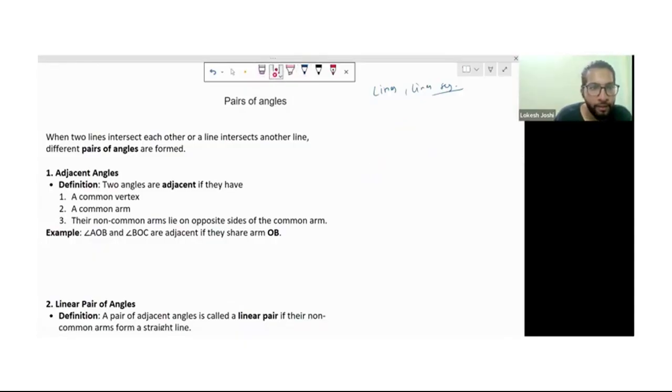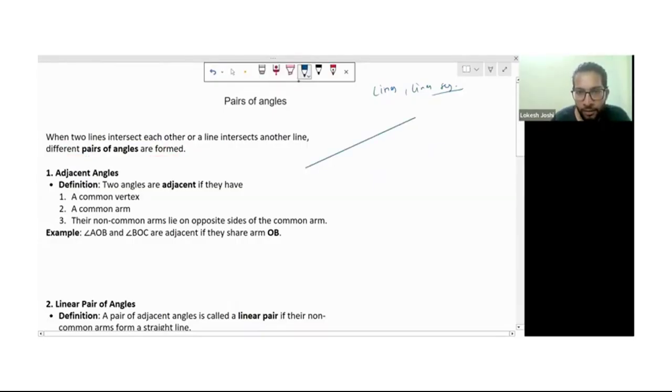First of all, it's written there, when two lines intersect each other or a line intersects another line, different pairs of angles are formed. Which means when two lines, like this is the first one and this is the second one, intersect each other, then these pairs are formed. This may be one case, and we can also do it like this: this is one line, this is another, this is another, then all these three angles are also pairs, but in this we have three angles.